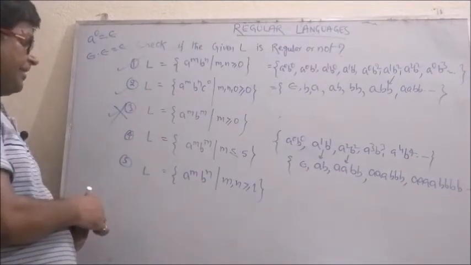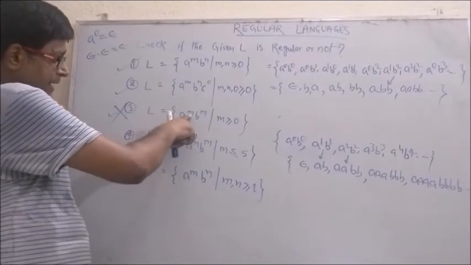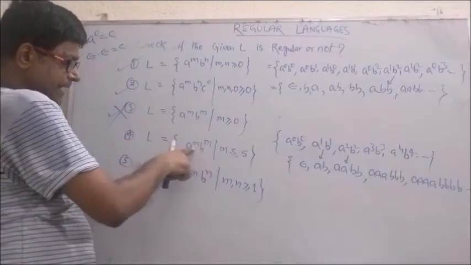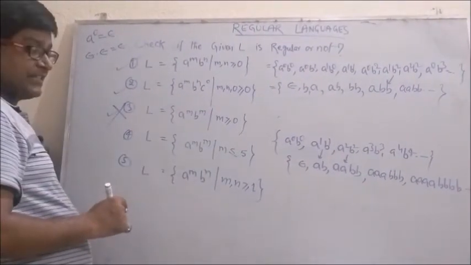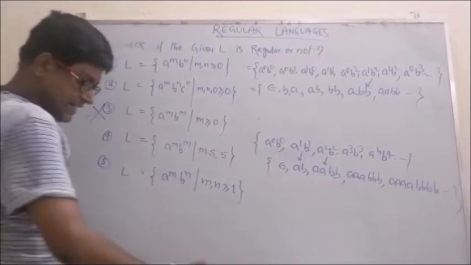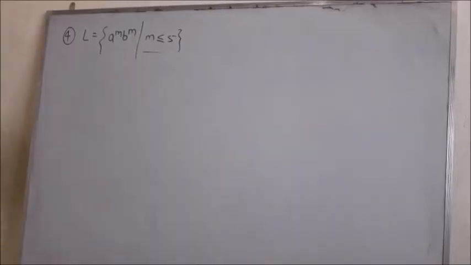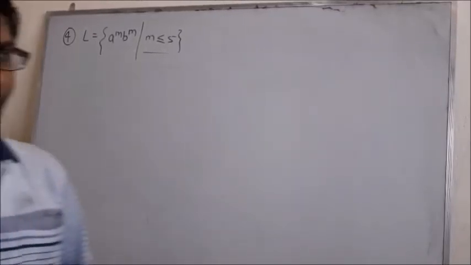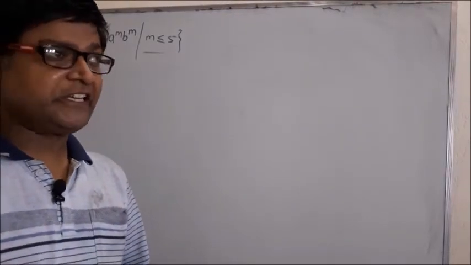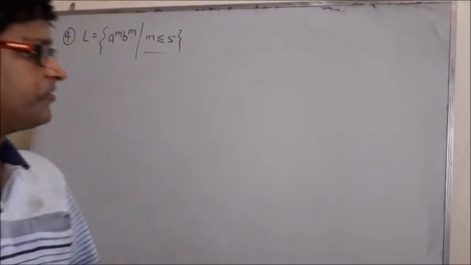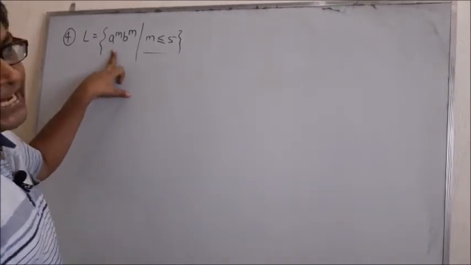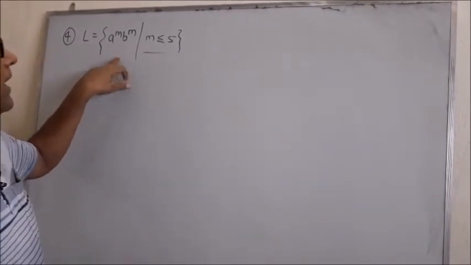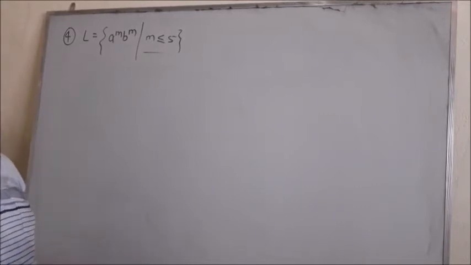Come to the fourth point, very important. Same case is there. A raised to power M, B raised to power M, but M is less than or equal to 5. What does it mean? Let's see. So let's talk about the fourth one and check whether this language is regular or not, right? So here it has been given that L is equal to A raised to power M, B raised to power M, where M is less than or equal to 5.